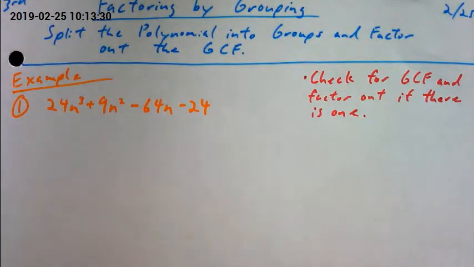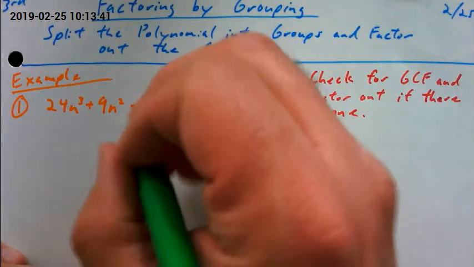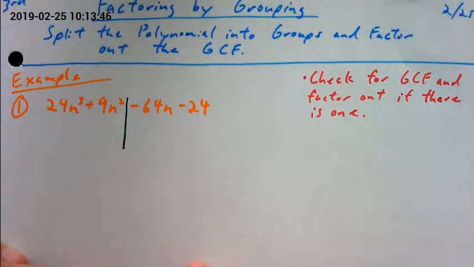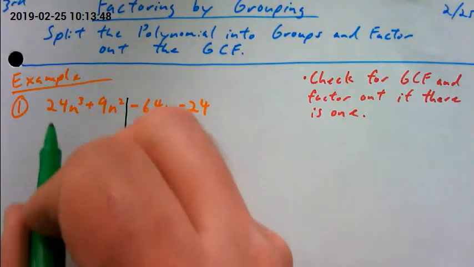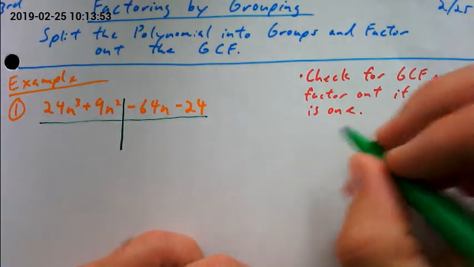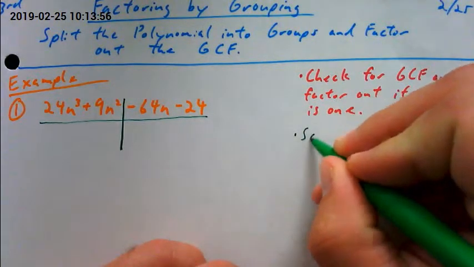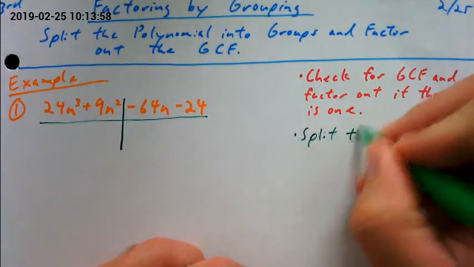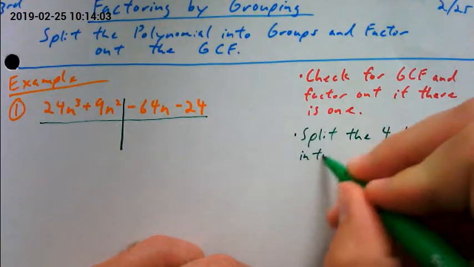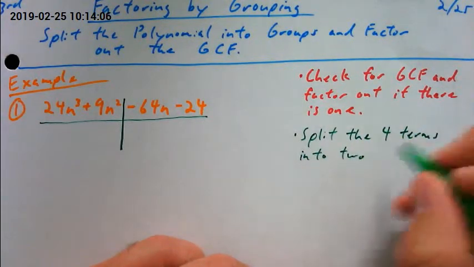Now, I've done this many different ways throughout the years. Sometimes I've used parentheses. Sometimes I show it using our box method. But over the years, I think the simplest, easiest way to do this is just to actually draw a line. We're going to split this right down the middle. So there's 2 terms to the one side, 2 terms to the other side. So we're splitting this into 2 separate things. So we split the 4 terms into 2 binomials.